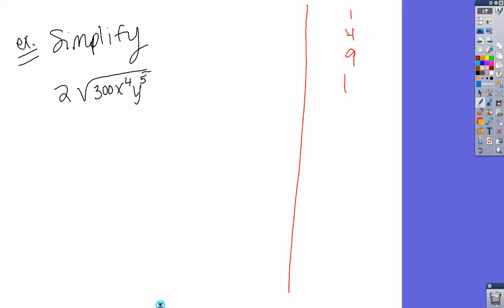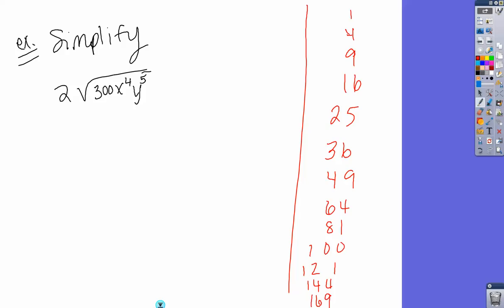3 squared is 9, and 16, and 25, and 36, and 49. And 8 squared is 64, and 81, and 100, and 121, and 144, and 169. 14 squared is 196. 15 squared, I don't know. What is 15 squared? 225.